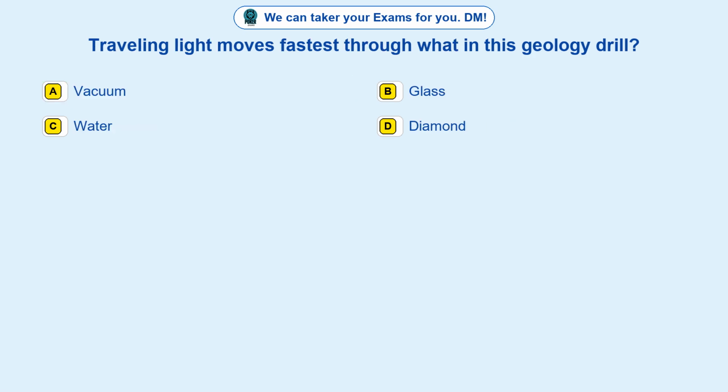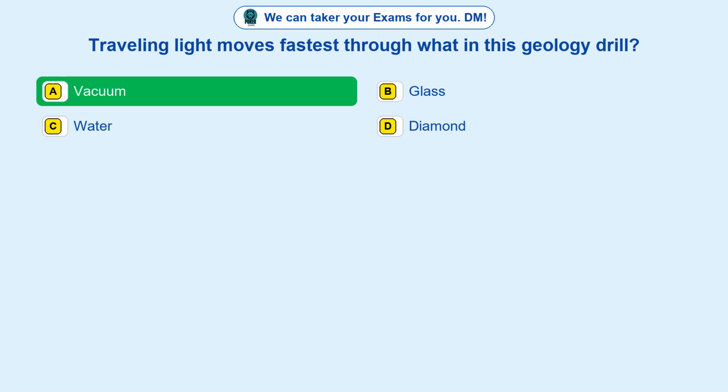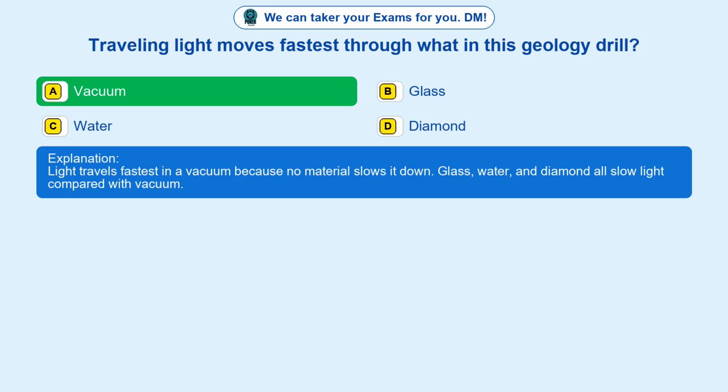Question 66. Traveling light moves fastest through what in this geology drill? Option A, vacuum. Option B, glass. Option C, water. Option D, diamond. The correct answer is option A. Vacuum. Light travels fastest in a vacuum because no material slows it down. Glass, water, and diamond all slow light compared with vacuum.